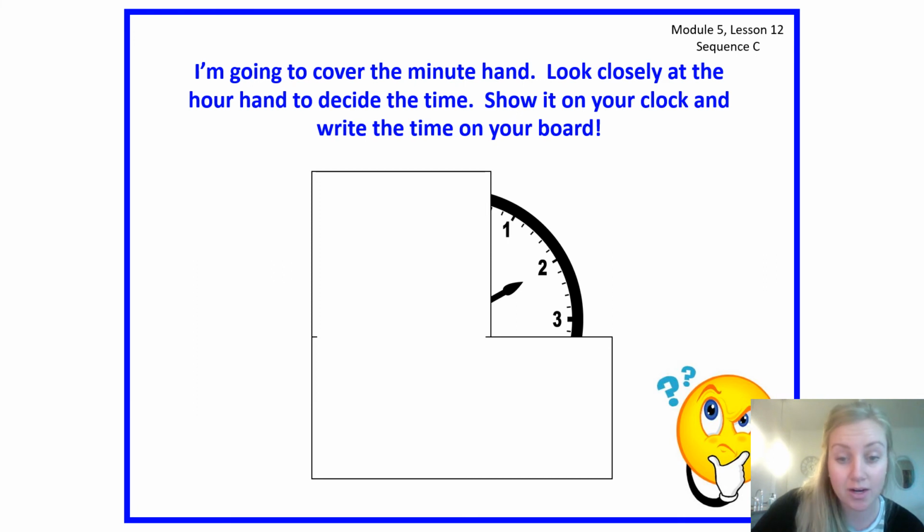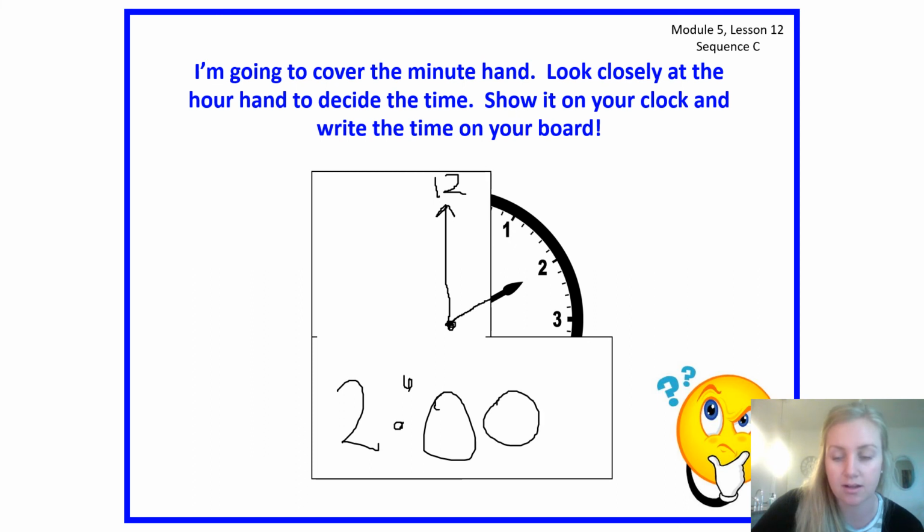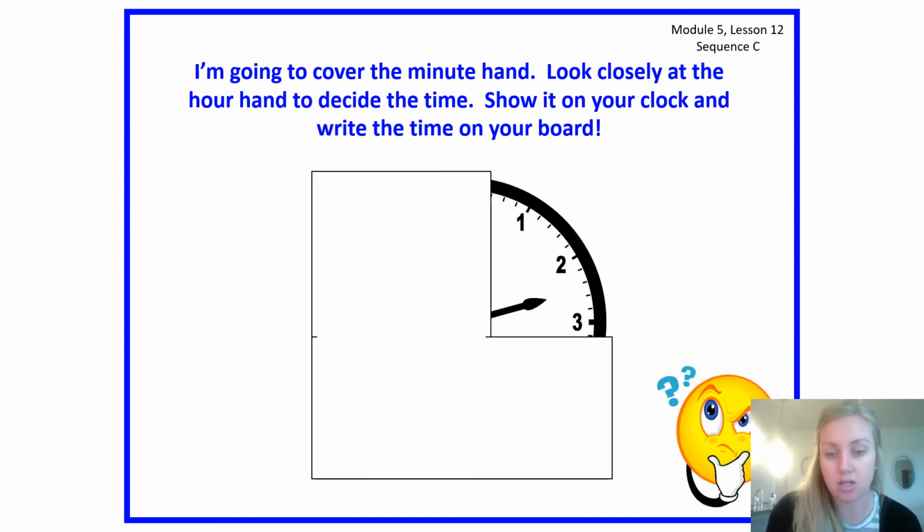1. So your clock should look like the one on my screen. The hour hand is pointing to the 2. The minute hand should be pointing straight up at the 12. So the time on this clock is 2 o'clock. If you got all of that right, give yourself a pat on the back. Great job, great job.